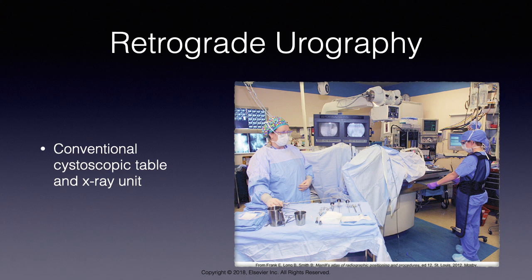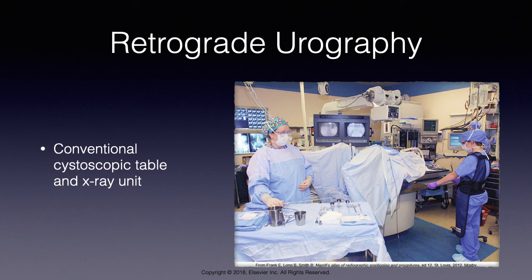Retrograde urography, conventional cystopic table and X-ray unit. In this image, you see the technologist placing an IR into the table where they are imaging. Although this appears they're putting it at the head, and then it should be at the abdomen. Not sure how old this information is as far as the X-ray unit they're using. This appears to be a mobile unit.